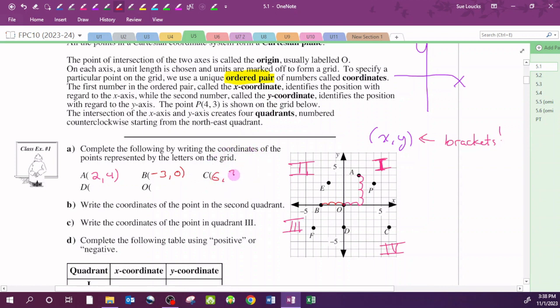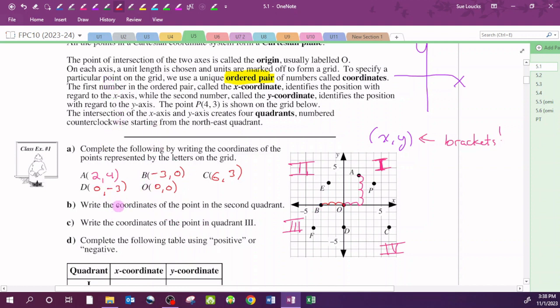So we have 6 and 3. We have 0 and -3, and we have 0 and 0. So this one is important. From the origin, you're not moving at all. You're not moving anything in the x or anything in the y, so its coordinates are just 0, 0.